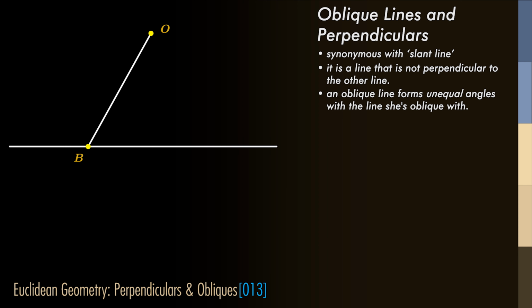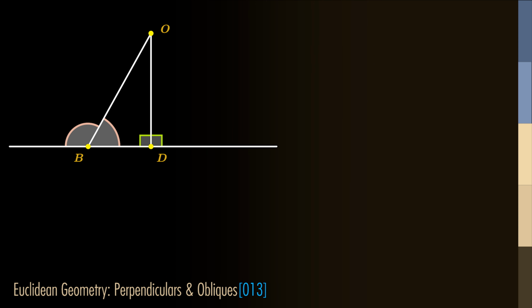But before attacking that proposition, a little something about what an oblique line exactly is. An oblique line is also called a slant line, and it is a line that is not perpendicular to the other line. To stay in the same vein as the definition for perpendicularity, an oblique line forms unequal angles with the line it is oblique with, in contrast with a perpendicular on that line.